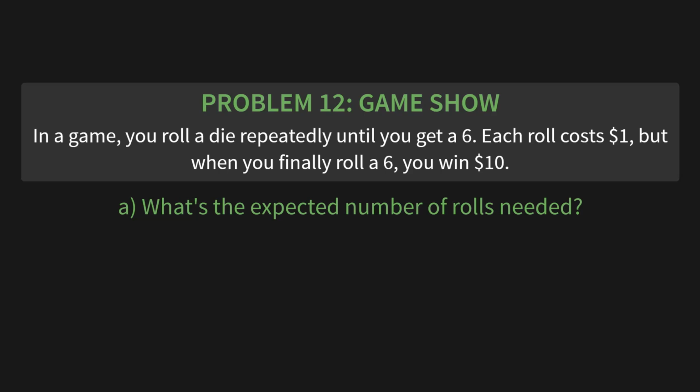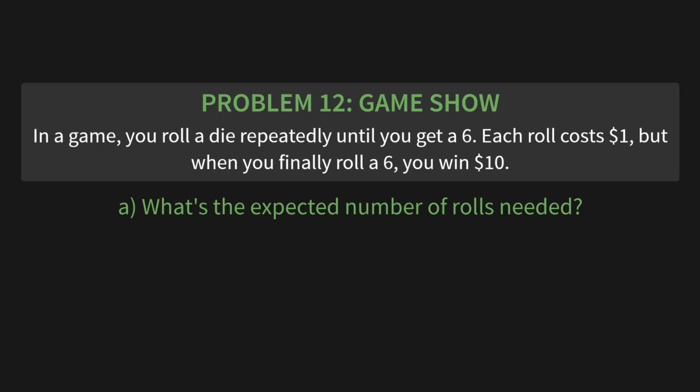Here's the game. You roll a die repeatedly until you get a 6. Each roll costs you $1. But when you finally roll that 6, you win $10. Simple rules, deep mathematics. So here's the big question. What's the expected number of rolls you'll need? Check out this die rolling.